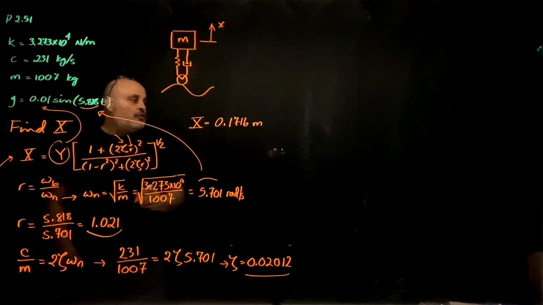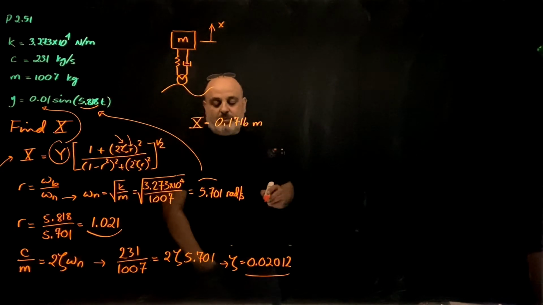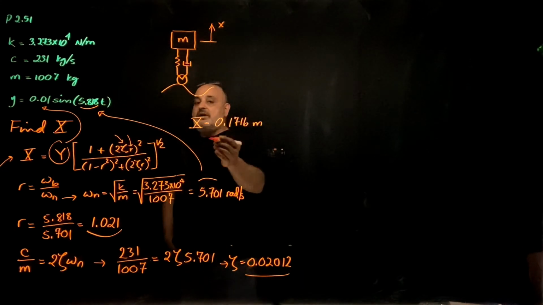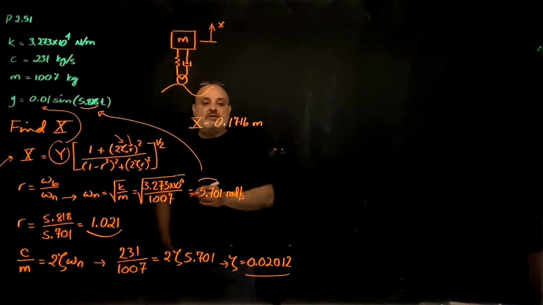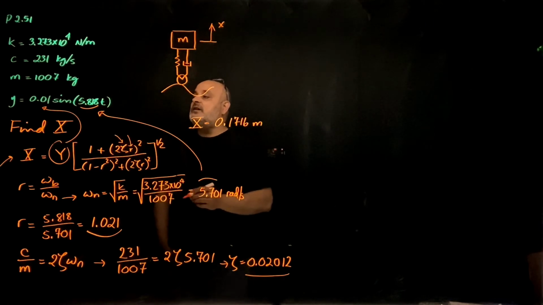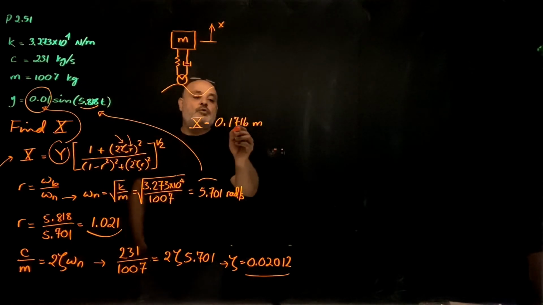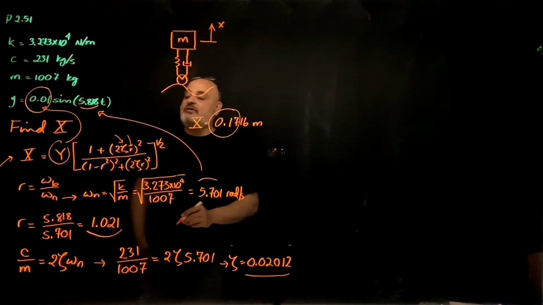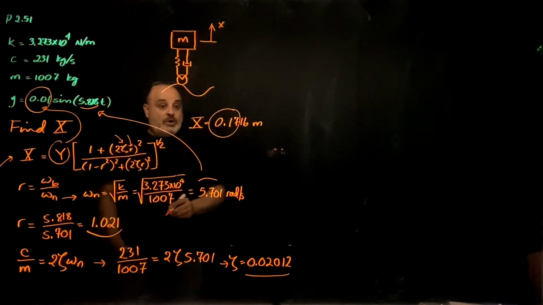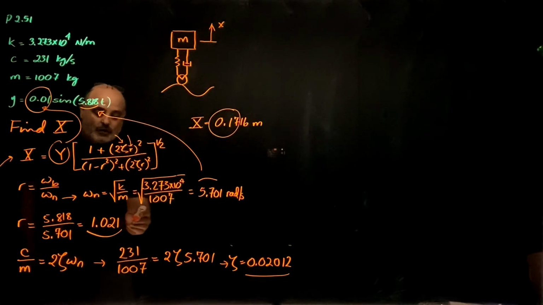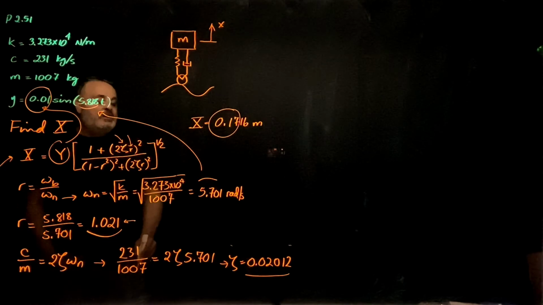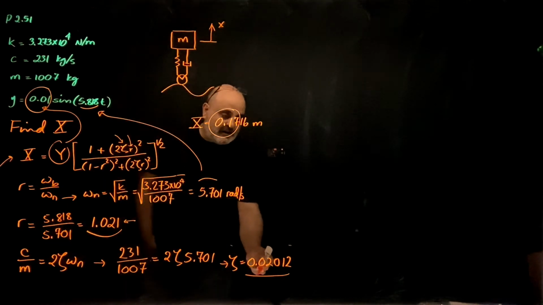Y is 0.01, but the response is approximately 17 times the excitation amplitude, 0.01 to 0.17. That's 17 times the amplitude. And why is that? Because r is almost 1 and the damping ratio is very small.